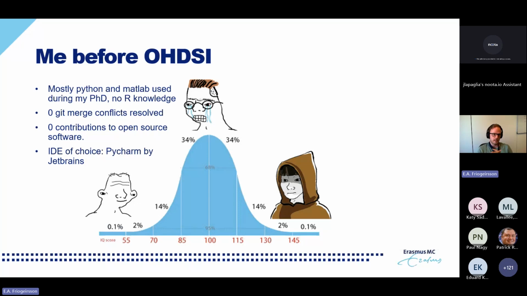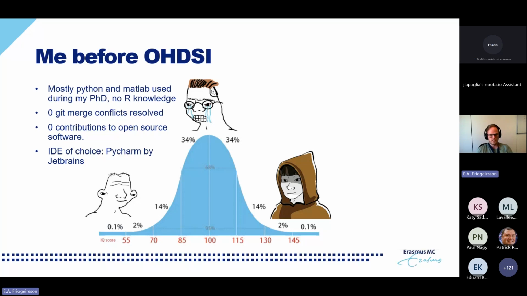In the beginning, I had basically no R knowledge after my PhD. I was a Python guy. I had never solved a Git merge conflict, so I had never worked collaboratively with others on GitHub, and I had never contributed to open source software.